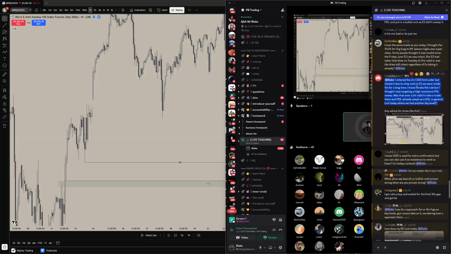I entered the 2-minute CIC limit order, but closed it during chop. Yes, it is still inside of 5 minutes. I know I broke the rule, but I was targeting hard resistance. Was that even a bit?